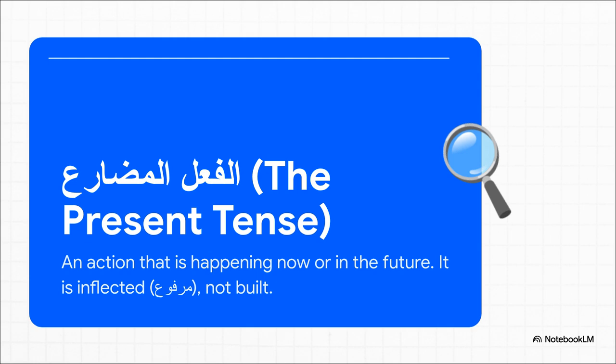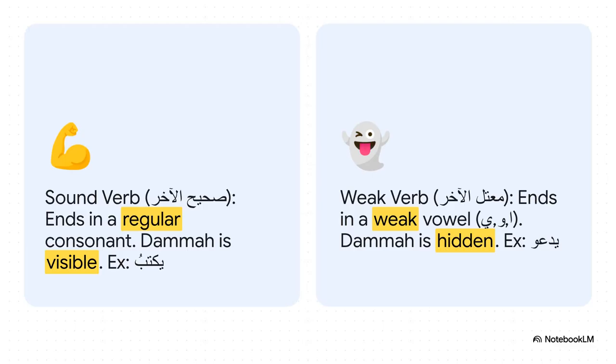It's not built, it's inflected. This just means its ending isn't fixed. It can change depending on what the verb is doing in the sentence. It's a bit of a chameleon. The first thing to get your head around with the present tense is that there are 2 main types of verbs.